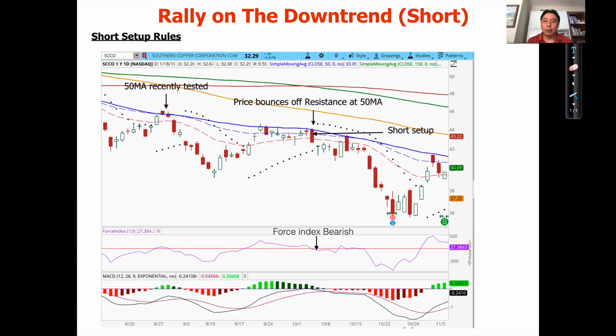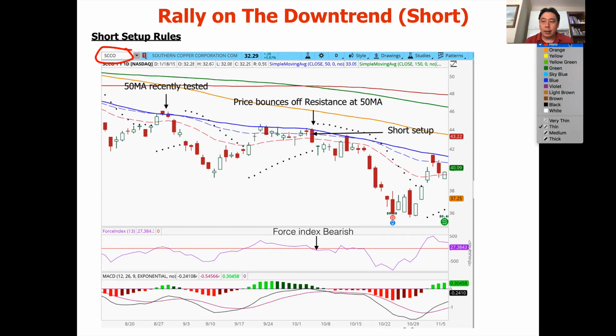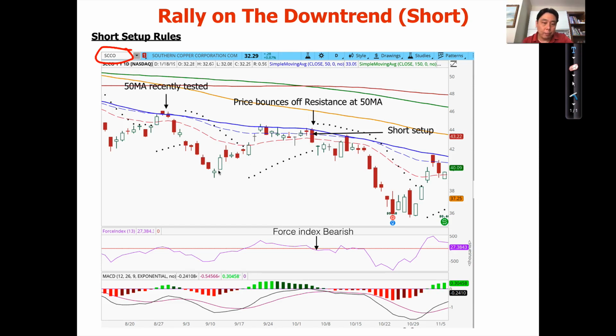There we go. All right, so we have SCCO. Do we have all the conditions met? First, do we have a clear downtrend? Yes. Why? 20 EMA below 40 EMA, 50 moving average below 150. There we go, downtrend sequence. We need to see the price rallying and hitting one of the moving averages and finding resistance. So in this case, the price rallies up and finds resistance at the 50.